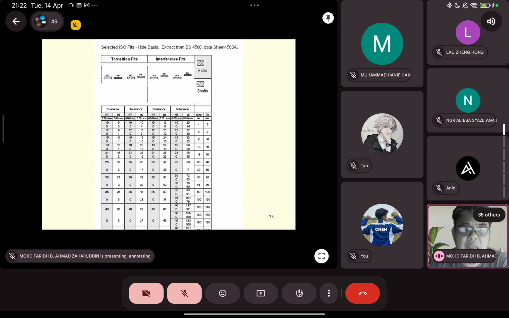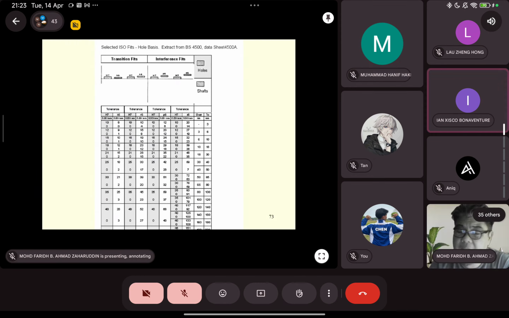H7, K6. Okay, I'm going to help you first. It's a diameter 35, correct? The question asks us to use the diameter 35, use a hole basis system, referring to BS 4500. So which one? 35. Anyone? Ian, are you listening?